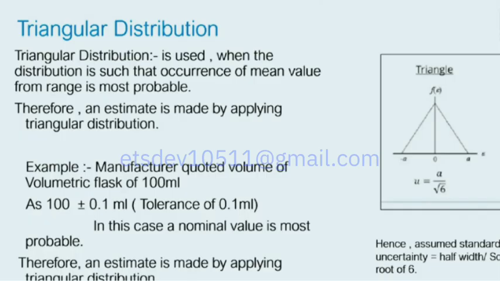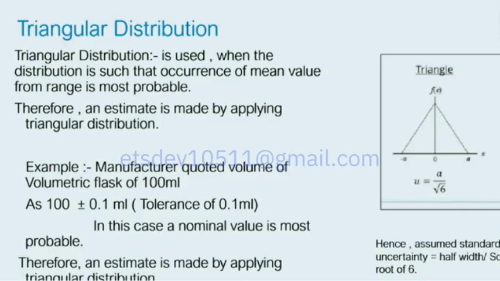So the triangular distribution is used when the manufacturer has not given the error, but has given a tolerance limit. When a tolerance limit has been given, the nominal value most probably falls within that triangle, and we use the half width divided by square root of 6 to calculate the standard uncertainty. So the uncertainty will be calculated by the value given divided by root 6.